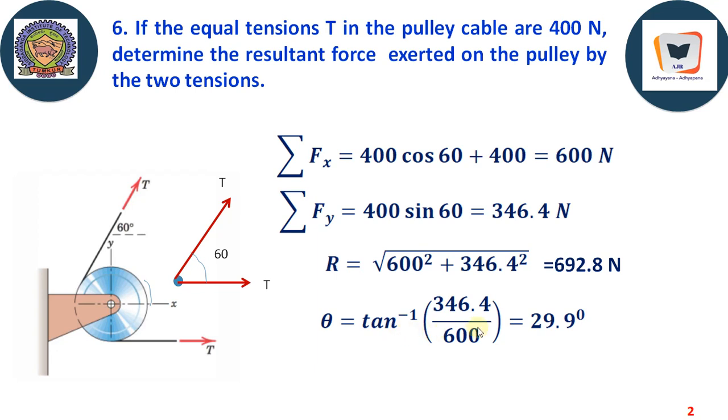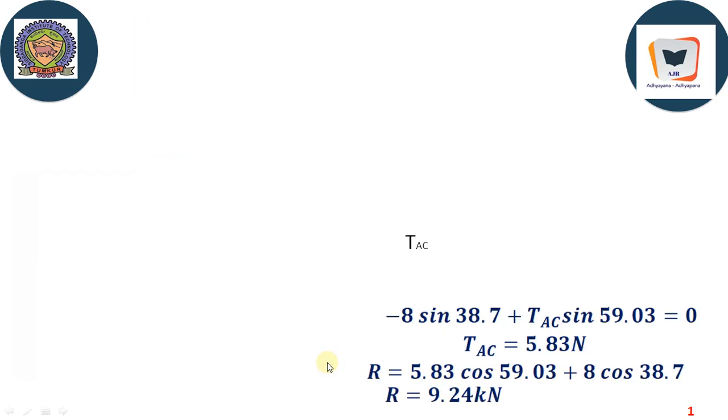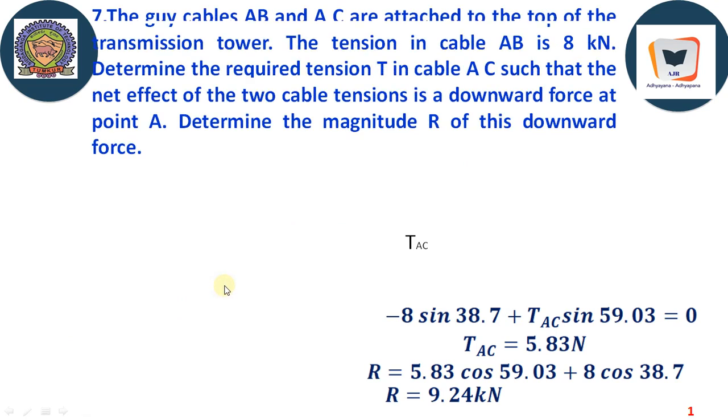And theta is tan inverse of sigma Fy divided by sigma Fx. We will get 29.9. The resultant is over here, which is inclined at an angle of 29.9 degree. Right. Magnitude is 692.8 Newton.